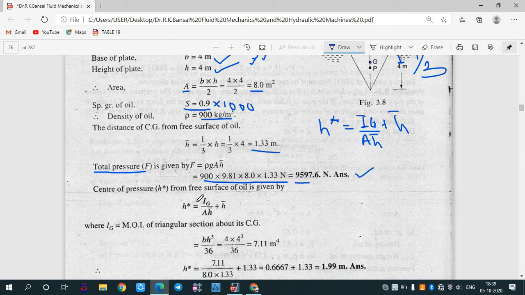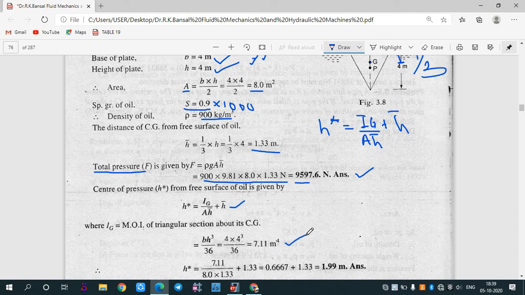After that, we need to calculate the center of pressure. As I've told you, we have this formula: Ig divided by A h bar, plus h bar. Ig is the moment of inertia. In the case of a triangle, the Ig value is b h cube by 36. We put all the values: b is 4 meter, h is also 4 meter, so 4 cube divided by 36. We get Ig equals 7.11.